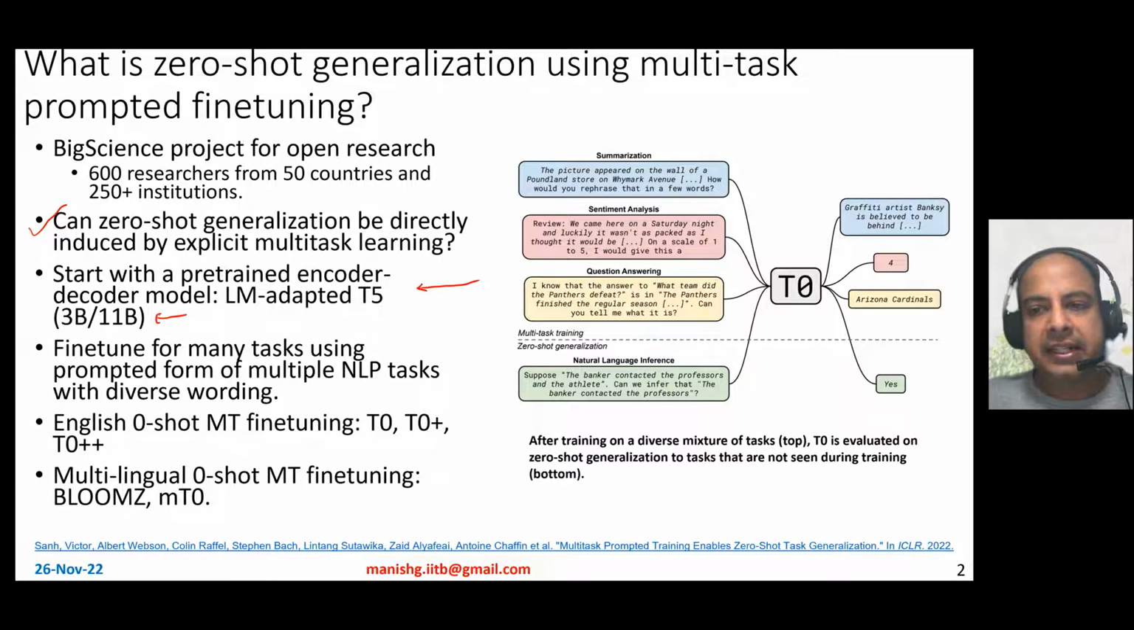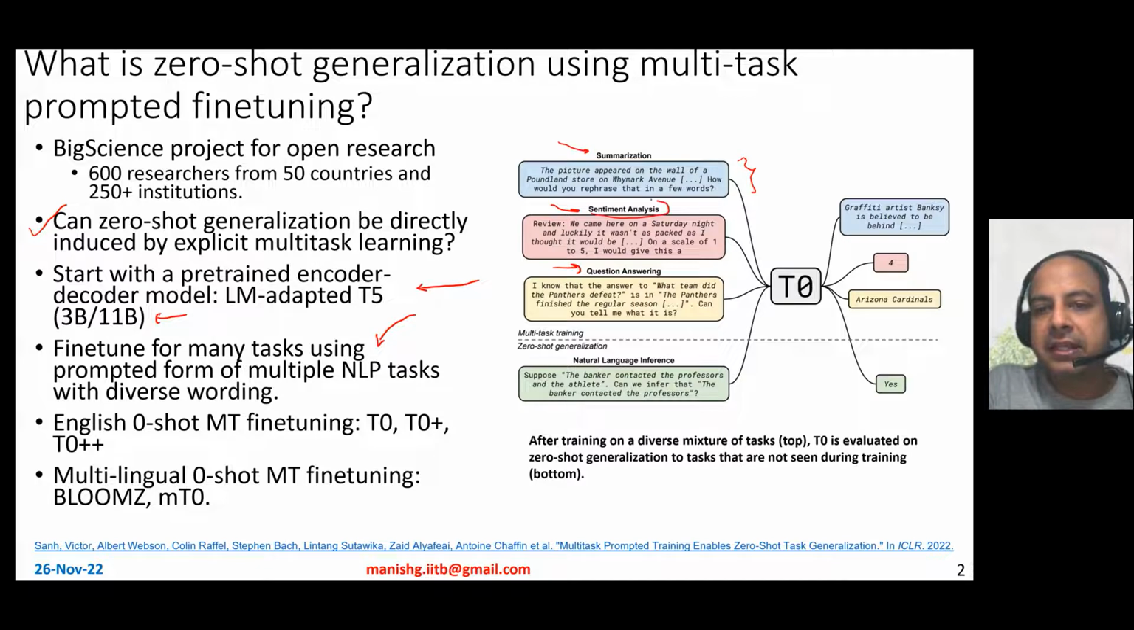The idea is to take the T5 model and then fine-tune it for many tasks using prompted form of multiple NLP tasks with diverse wording. So let's say you have so many interesting tasks: summarization, sentiment analysis, question answering, all of them need to be done using a single model. How do you do them? Well, you basically express those tasks as prompted templates. We will also see in more detail what these prompted forms mean. But the idea is very simple.